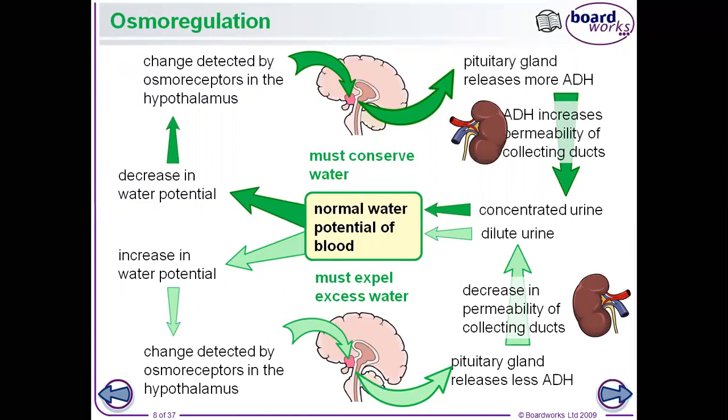So if ADH is less, it means the collecting duct permeability will be less, so less water will go back from your nephron to your body. When water is not absorbed back from your nephron to the body, that water will be secreted in the form of urine. It means the quantity of urine will be more, and the urine will be more dilute. Thus more water will be released from your body in the form of urine, so the water level will come back to normal. Is it clear?